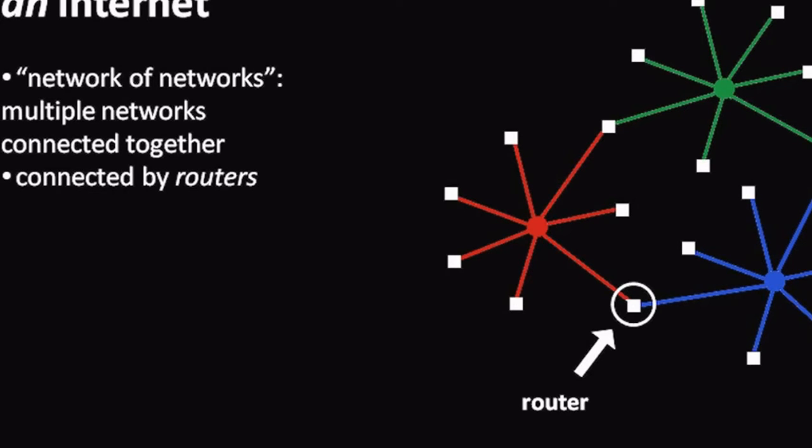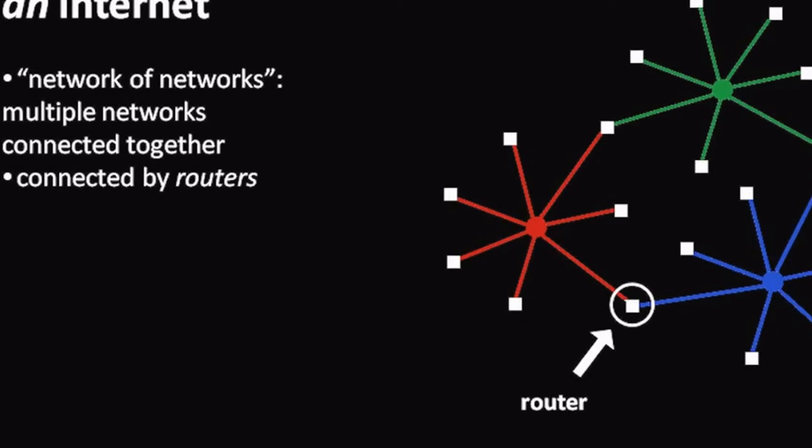An internet is effectively a network of networks, and the connection points between the networks are these special hosts called routers. A router is a computer which acts as a connection point between two networks, and the data from one network to the other is passed through those routers.